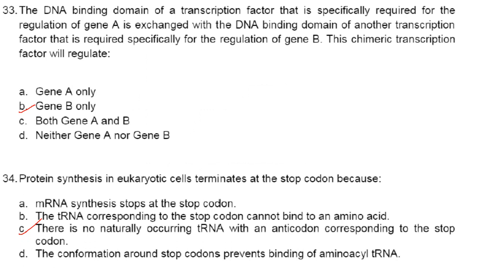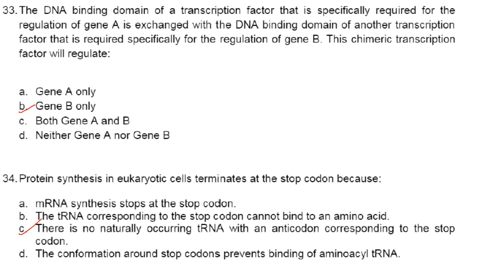Then next one. The DNA binding domain of a transcription factor that is specifically required for the regulation of gene A is exchanged with the DNA binding domain of another transcription factor that is required specifically for the regulation of gene B. This chimeric transcription factor will regulate... So the DNA binding domain of the factor for gene A is exchanged with that of the factor for gene B. Okay, this chimeric transcription factor will regulate gene B only. Answer is option B.